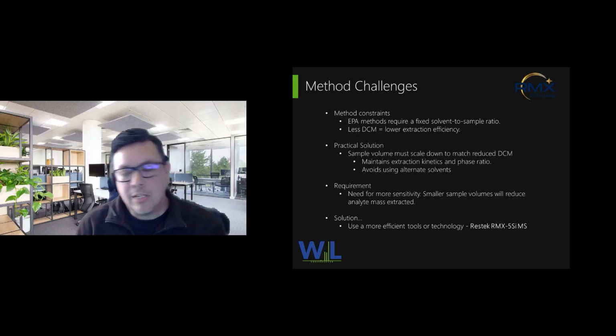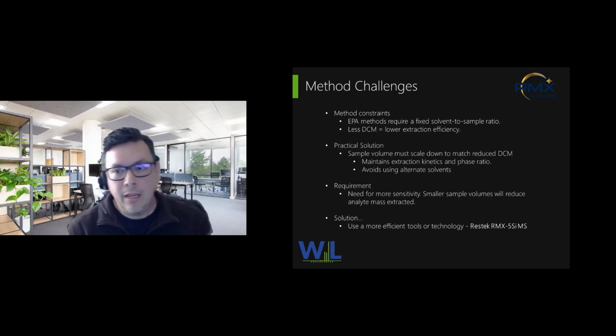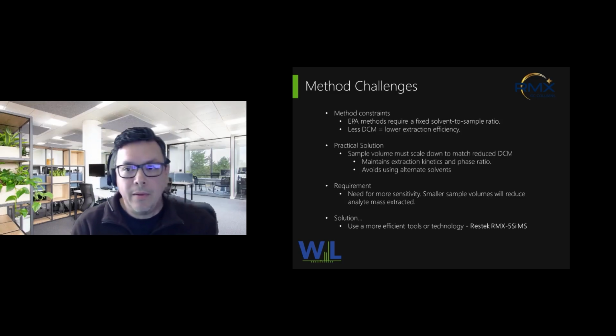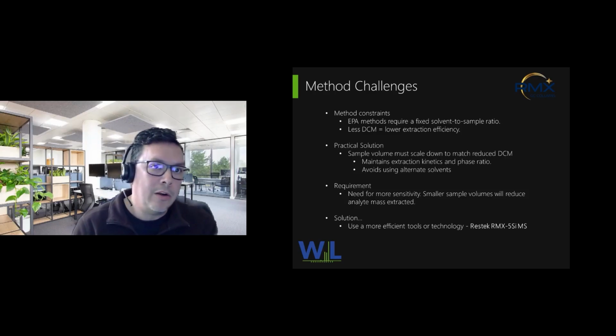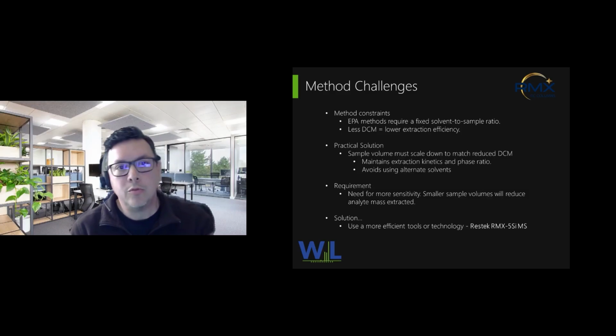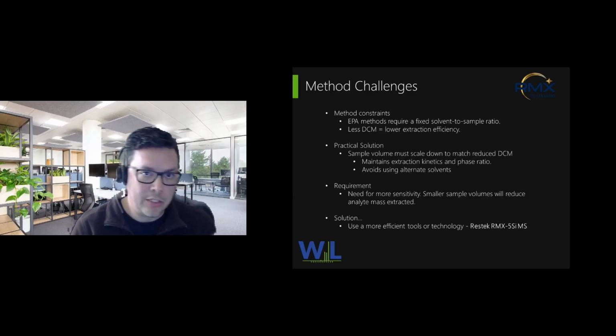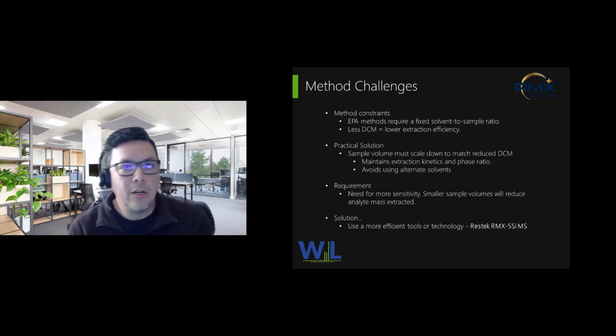So what are the method challenges? Nothing's going to come free, right? One of the issues is that EPA validates with specific solvent to sample ratios. So using less methylene chloride is going to equal a lower extraction efficiency. We can't just decrease the amount of methylene chloride while maintaining the same amount of sample.